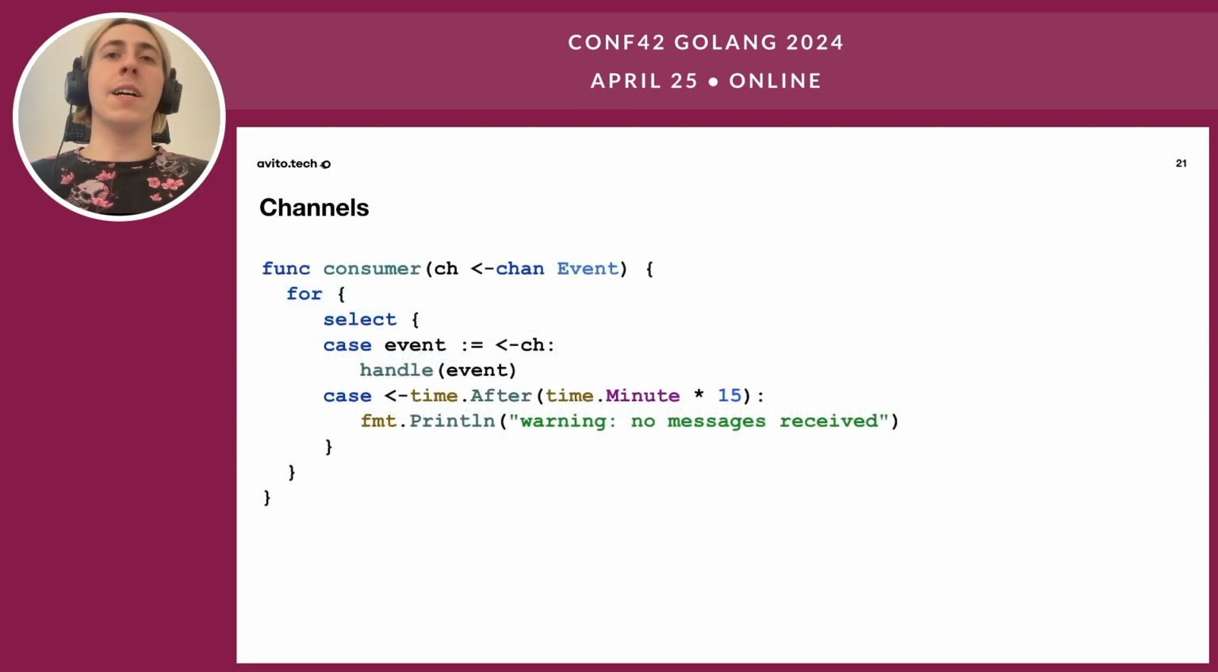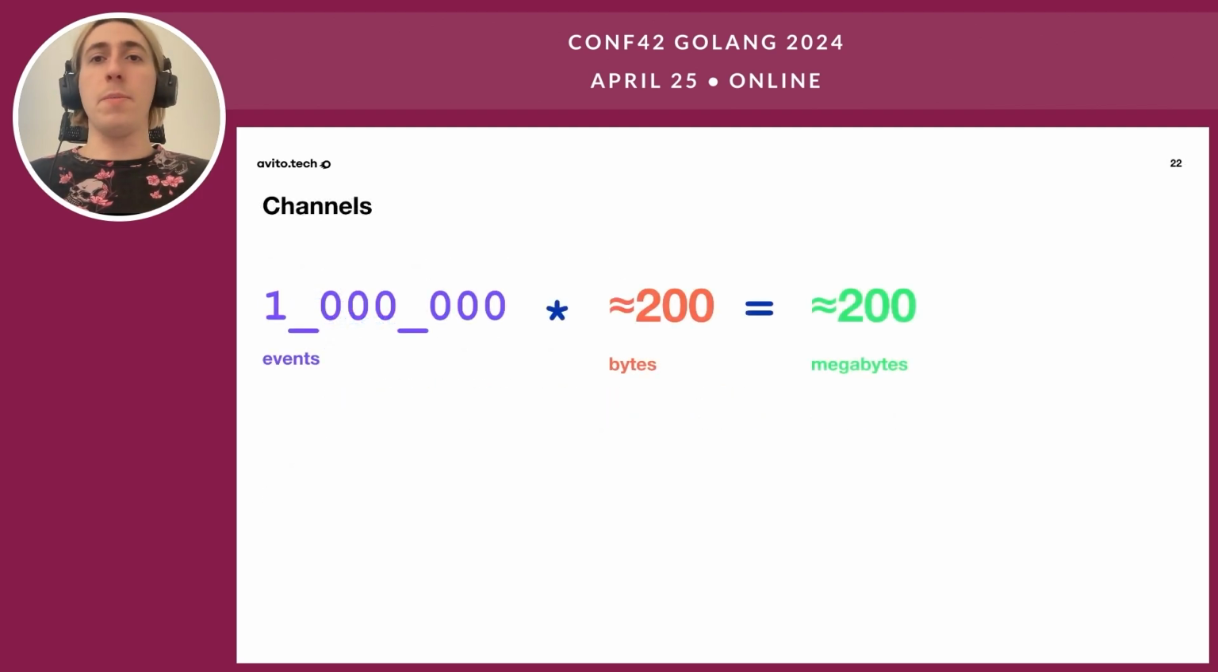Imagine a basic scenario where we receive events from a channel. If we don't receive any events from this channel within 15 minutes, we print a warning saying that we haven't received any events for a while. While this code may seem fine and run without issues, if we are monitoring memory consumption and there is a large number of events, we might detect a memory leak. With an average flow of a million events in 15 minutes, the leak will be about 200 megabytes.